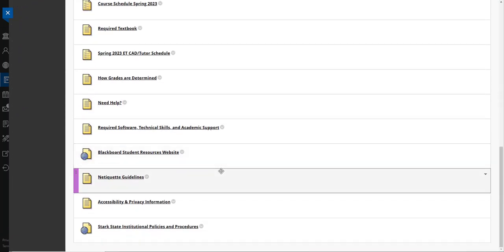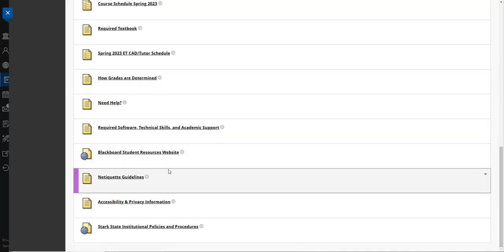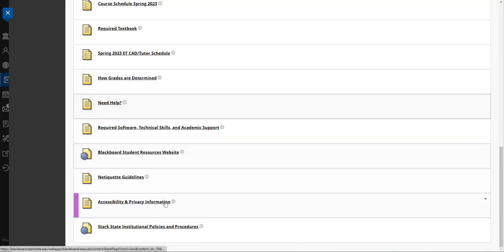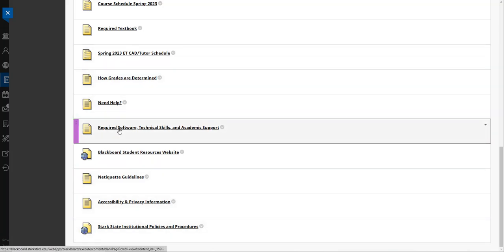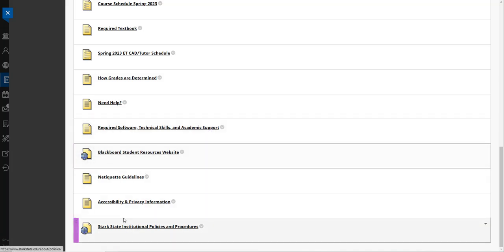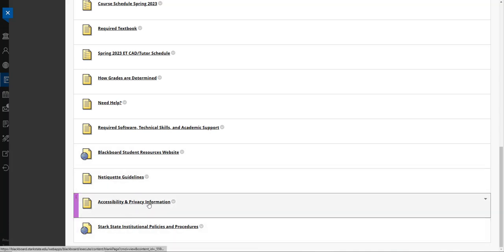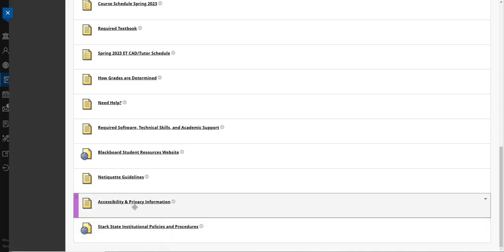Then there's some other resources in here, how grades are determined. That's just the evaluation plan from your syllabus. These are some handy links I've given you if you need help. Here's the required software, technical skills, and academic support, Blackboard Student Resources website, netiquette guidelines, accessibility and privacy information, and finally Stark State institutional policy. So you can get a lot of handy information here.